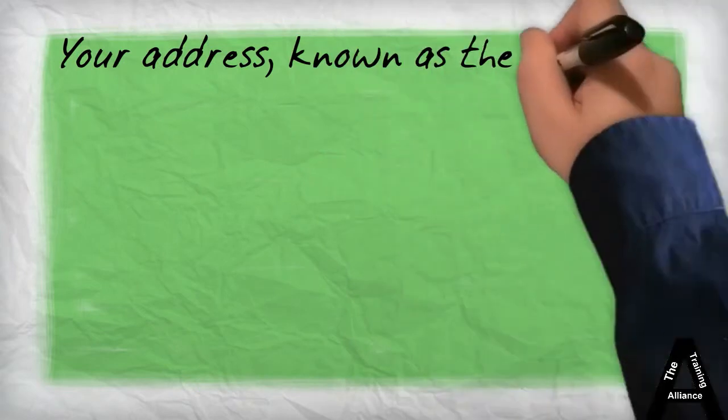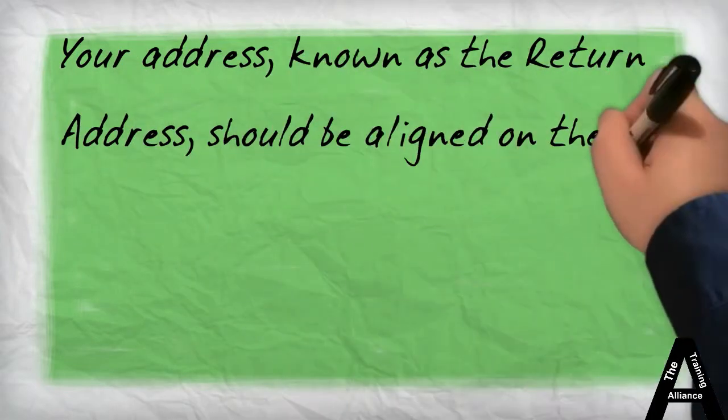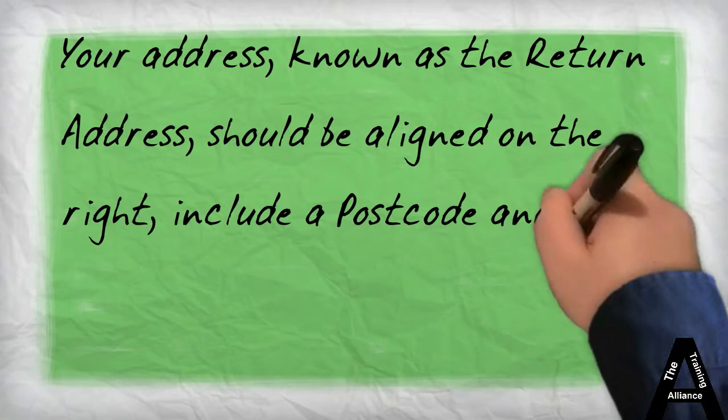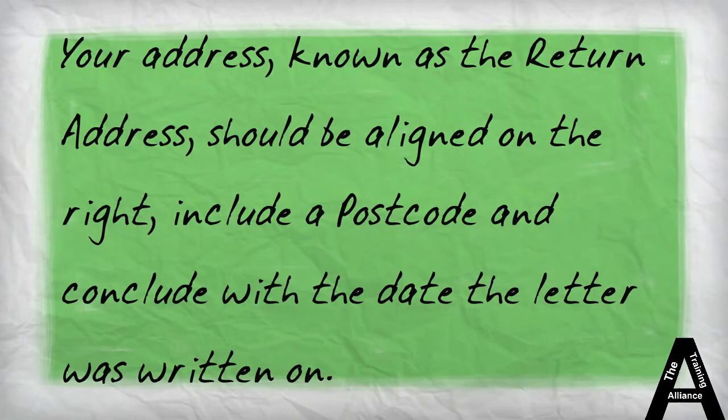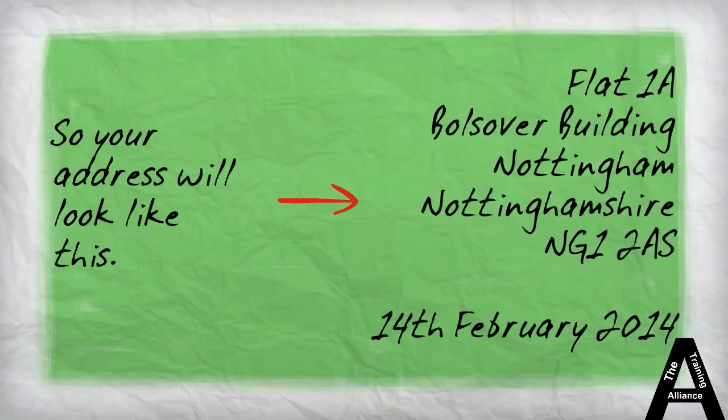Your address, known as the return address, should be aligned on the right, include a postcode, and conclude with the date the letter was written on. So your address will look like this.